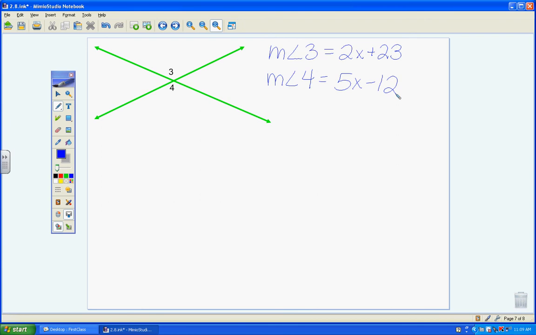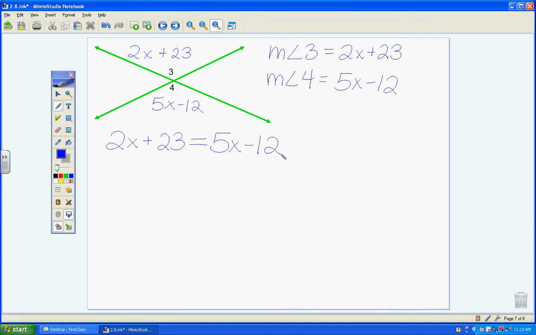If I know that angle 3 is 2x plus 23, and I know angle 4 is 5x minus 12, and they're equal to each other, how would I set that up? We would say angle 3, which is 2x plus 23, is equal to angle 4, which is 5x minus 12. How would you solve this? What would you do first?